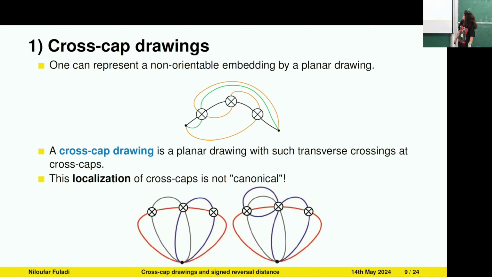And one thing that is important is that this is not canonical. For one embedding, you can have different cross-cap drawings. For example, these two are the same embedding, but the cross-cap drawings are different. The blue here uses each of these cross-caps once, but here it uses this one twice, and this one once. So this is the main tool.